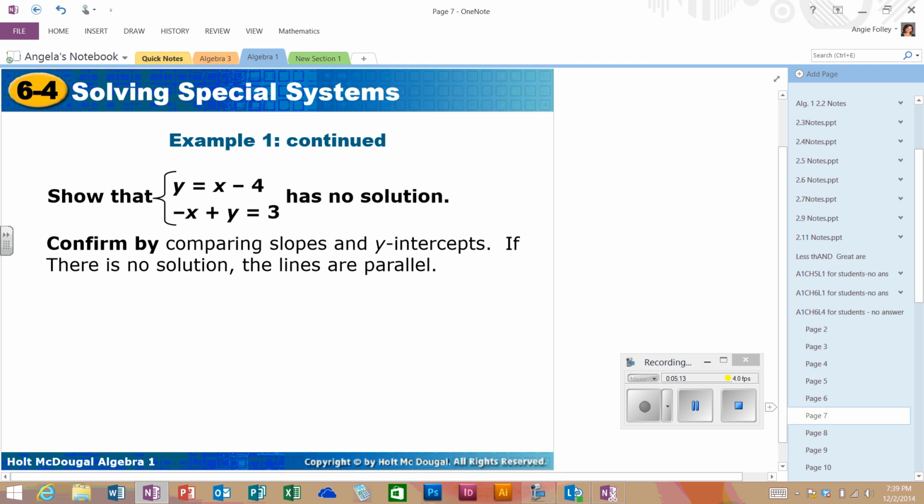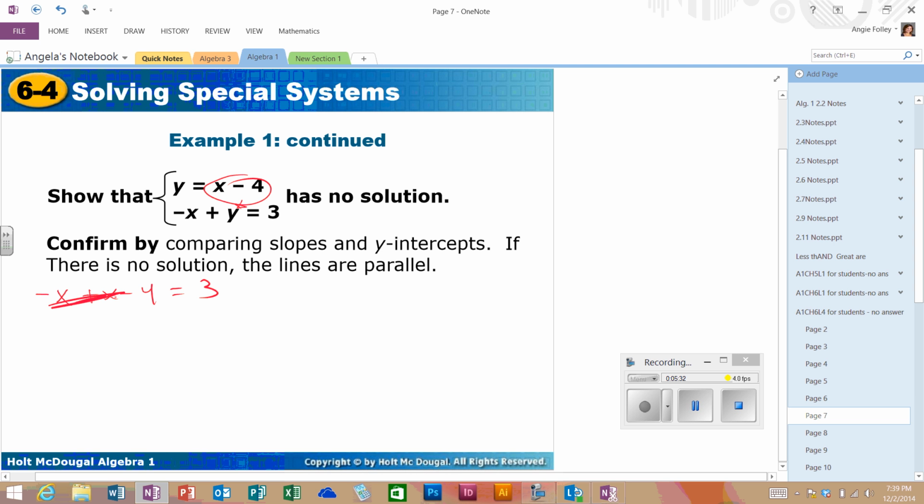All right, so let's see what we get on this one. We're going to solve it. You can solve it any way you want. I am actually going to substitute because I already have y equal. So I'm going to put that into y. So I get negative x plus x minus 4, because I substitute that in for y, equals 3.